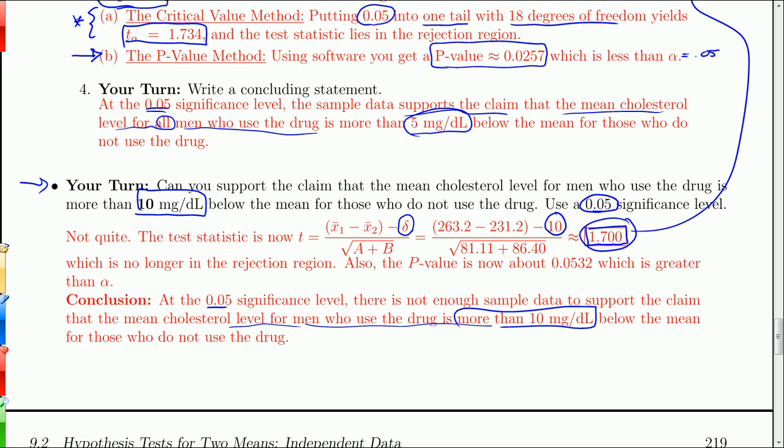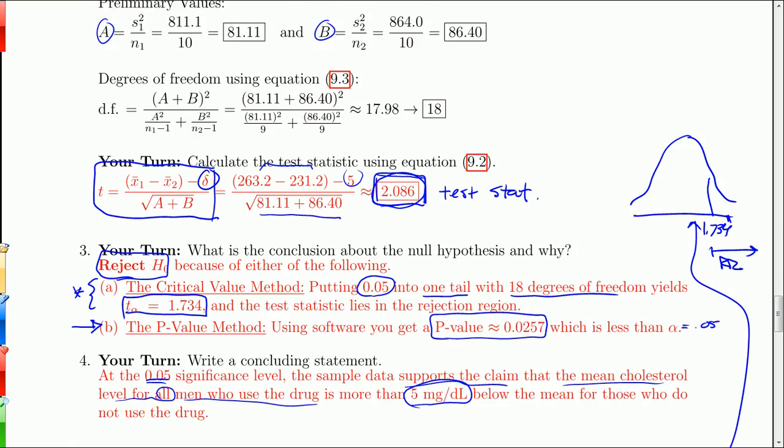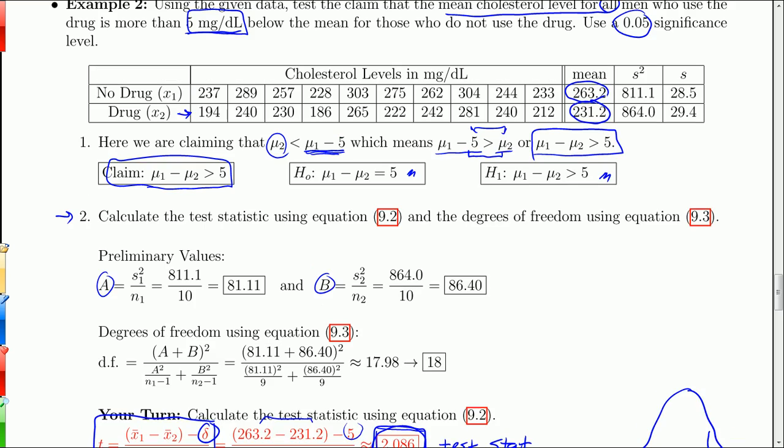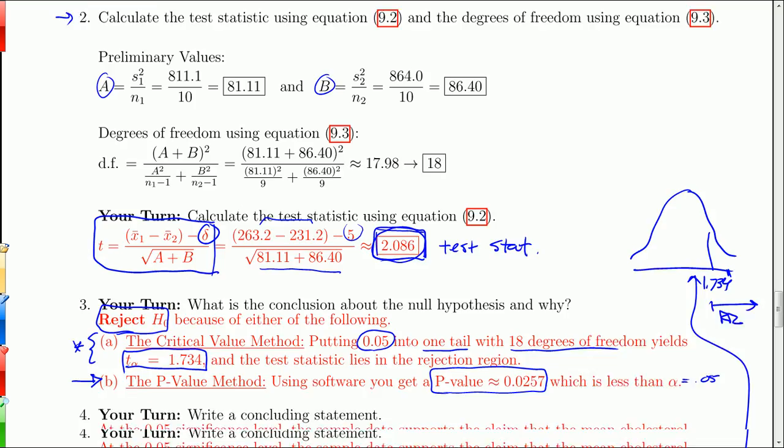Right? So, we were able to get 5, but not quite 10. And it shows you that supporting a claim with independent data is a little harder, because when that data was paired, we were able to get 20 at the 0.05 significance level. Right. Now that's because there's more variation when the samples are independent. Okay. So we were only able to get 5. When you look at the actual difference in means, it's over 30 in the sample, but we can't even get over 10 in the population.